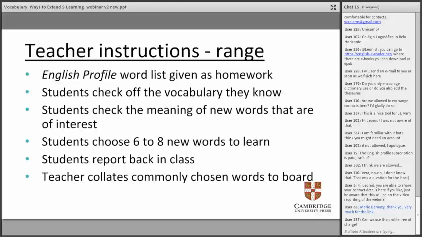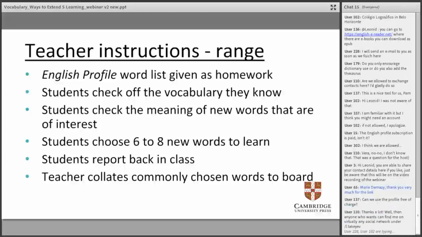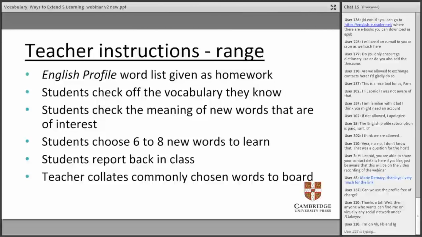I put them into small groups, and I just got them to report back to each other on the 6 to 8 words that they had chosen. And then from each group, they selected the 3 or 4 words that were most popular within their group, and then we created a class list of the 8 most popular words from the class as a whole, from the initial 70.